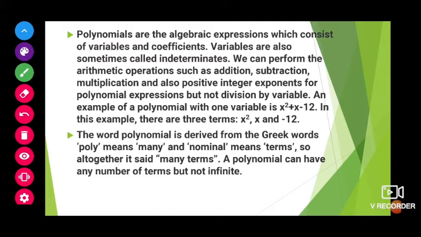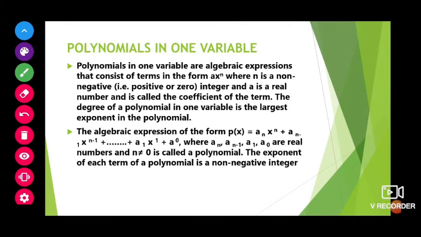A polynomial will not support negative exponents, meaning negative powers. Here is one example of a polynomial with one variable: x square plus x minus 12. This polynomial has three terms: 1, 2, 3. The word polynomial is derived from the Greek words poly and nominal. Poly means many, nominal means terms. If we have many terms, we call it a polynomial.